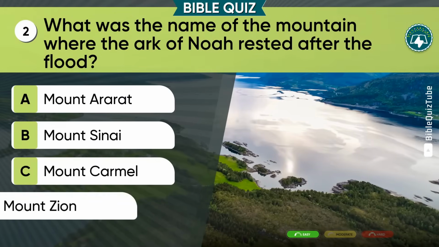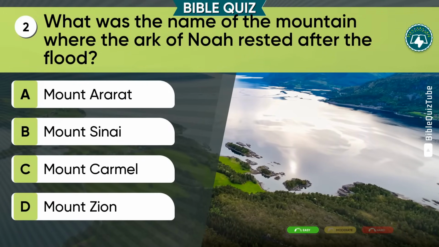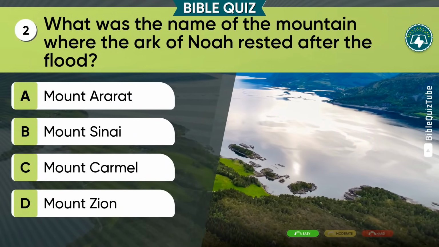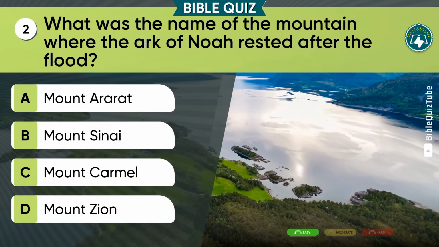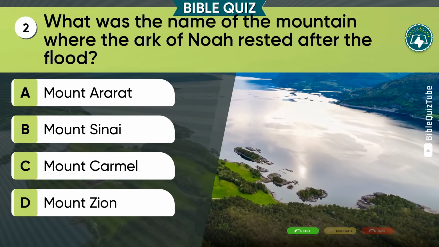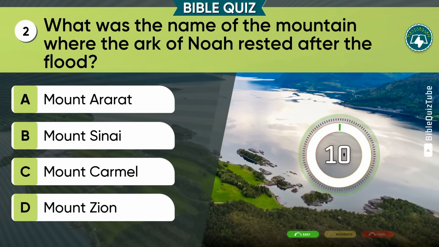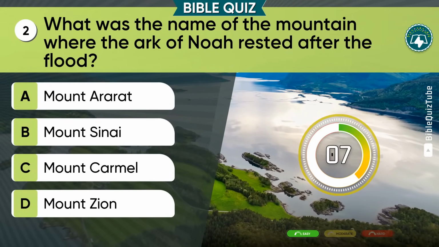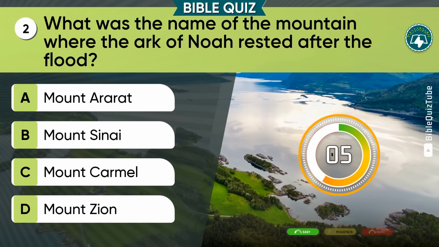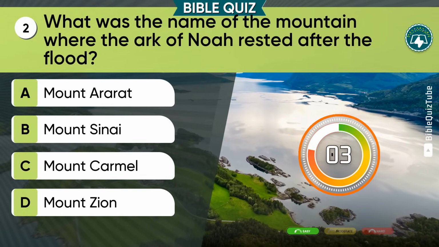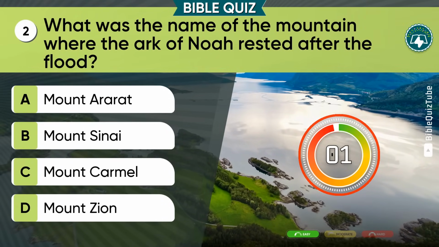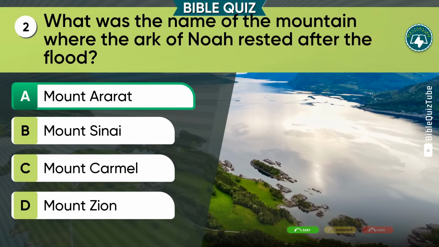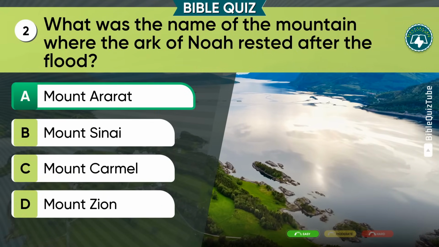Question 2. What was the name of the mountain where the Ark of Noah rested after the flood? A. Mount Ararat. B. Mount Sinai. C. Mount Carmel. D. Mount Zion. A. Mount Ararat is the accurate choice.